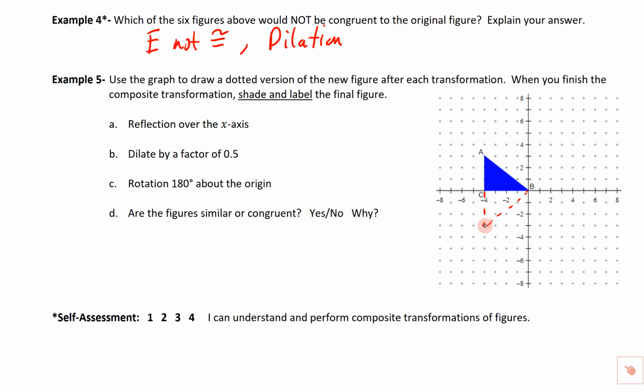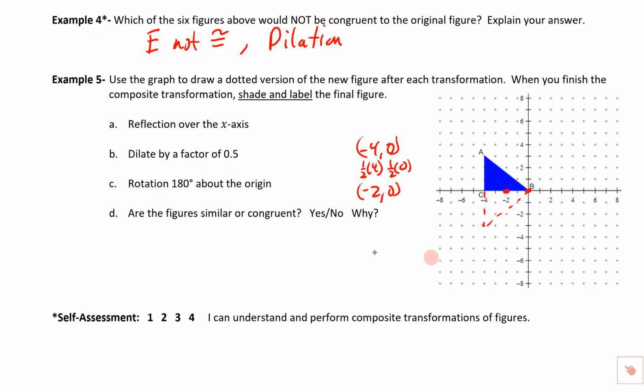Dilate by a factor of 1/2. So what we're going to do on this is we're going to take every one of the coordinates and make them half of what they used to be. So 0, 0, if you multiply each one of those by a half, it's still 0, 0. Now, negative 4, 0. If I were to dilate that by a factor of 1/2, half times 4 and half times 0, I end up with negative 2, 0. So that would be right here.